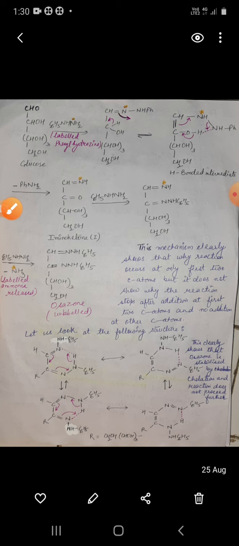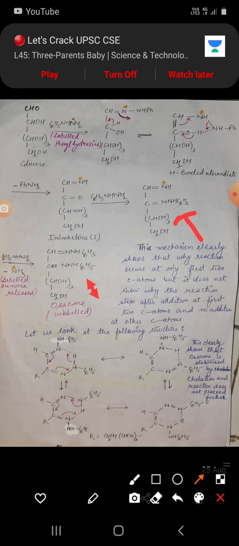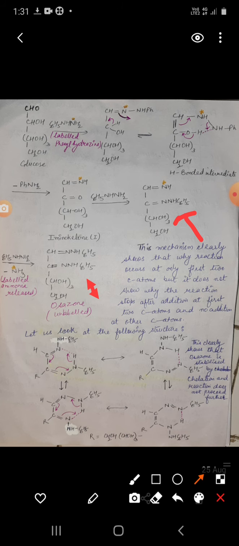Now this aminoketone is again treated with another molecule of phenylhydrazine, and it forms this particular intermediate, which further reacts with another molecule of phenylhydrazine and thereby gives us the much desired osazone, having the unlabeled phenylhydrazine, and the labeled one is expelled out in the form of ammonia. So this is the overall mechanism which shows the Amadori's rearrangement. It is very well explained by this structure. This mechanism shows why the reaction occurs at only the first 2 carbons, but it does not show why the reaction stops after the addition at the first 2 carbons and no further additions take place.